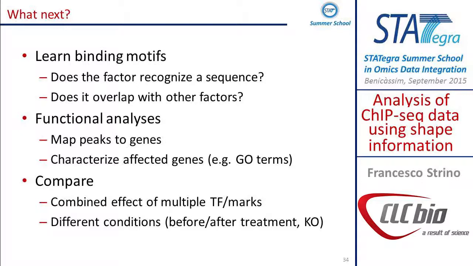Next thing you may want to do is some more functional analysis. So just look at peaks, find which genes are nearby, and then characterize whether these affected genes are part of some pathway. Do they have some gene ontology term that is interesting, or is something particularly enriched? So that's also a good direction to go.